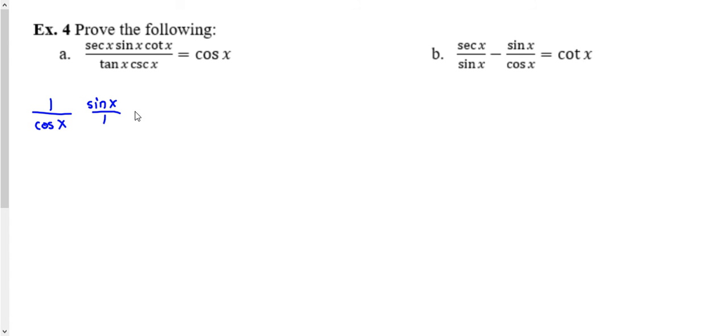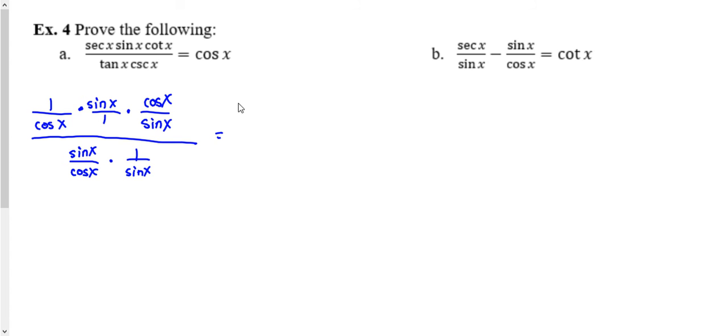Cotangent is the same thing as saying cos x divided by sine x. All of that is over our denominator of tangent over cosecant, and tangent again is just sine x over cos x. And cosecant, of course, is just, there should have been multiplication between all of these. Cosecant is just 1 over sine x. And again, all that we're hoping is we get cos x.